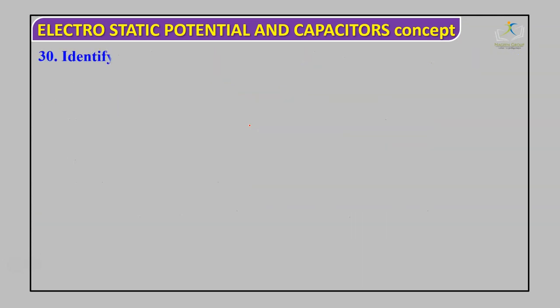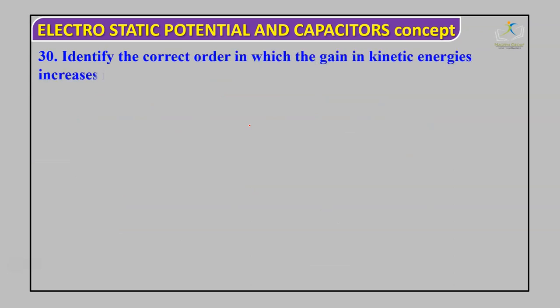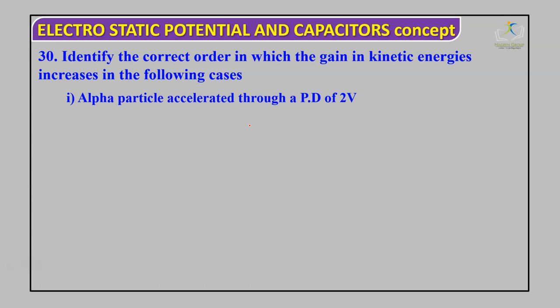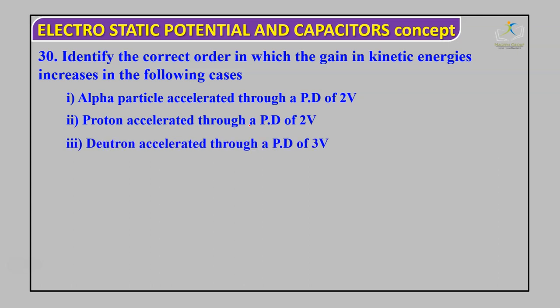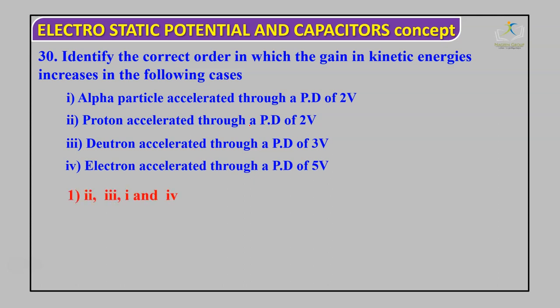Next question we have. Identify the correct order in which the gain in kinetic energies increases in the following cases. Alpha particle accelerated through a potential difference of 2 volt. Proton accelerated through a potential difference of 2 volt. Deuteron accelerated through a potential difference of 3 volt. Electron accelerated through a potential difference of 5 volt. We have options. So let us see the correct answer for this question, which is 1.